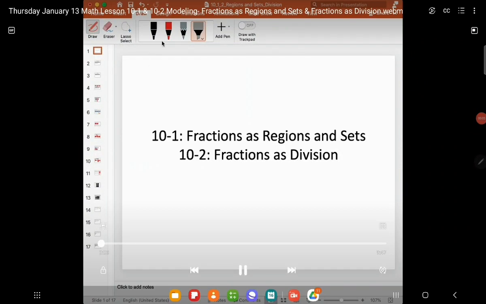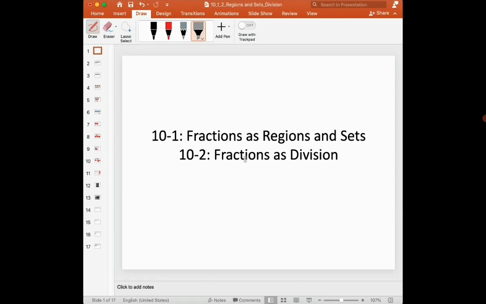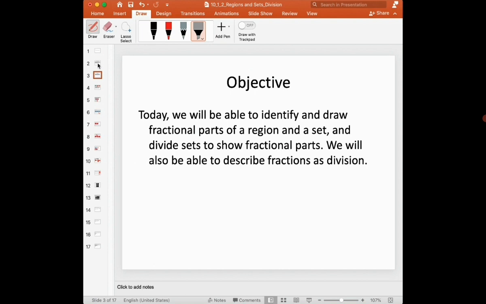Going to start our fractions unit. Today, we're just going to do a review of fractions. We'll review fractions as regions and sets, and fractions with division.